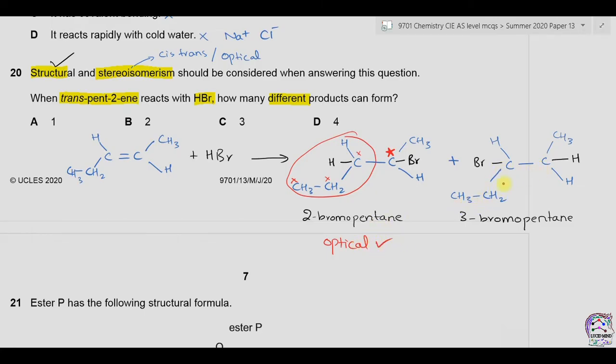Let's find out the chiral carbon in the second compound. We have this carbon. For this carbon you can see that we have C2H5 attached on this side and C2H5 on this side, so therefore this is also not chiral. So we have three products. One is 2-bromopentane, second is 3-bromopentane, and third one is the optical isomer of 2-bromopentane. So the answer is C.